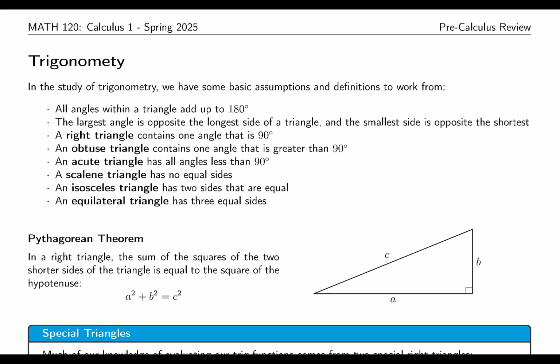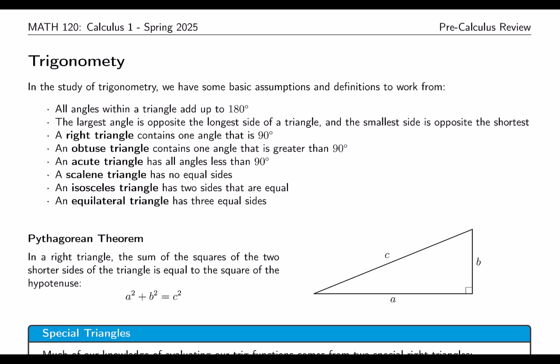Let's talk about some basics of trigonometry that Calculus 1 students need to be successful. You do need to have some basics out of geometry in order to understand fully what's going on in trigonometry. It's really just the simple things, like for instance, all angles within a triangle add up to 180 degrees. The largest angle is always opposite the largest side of a triangle.